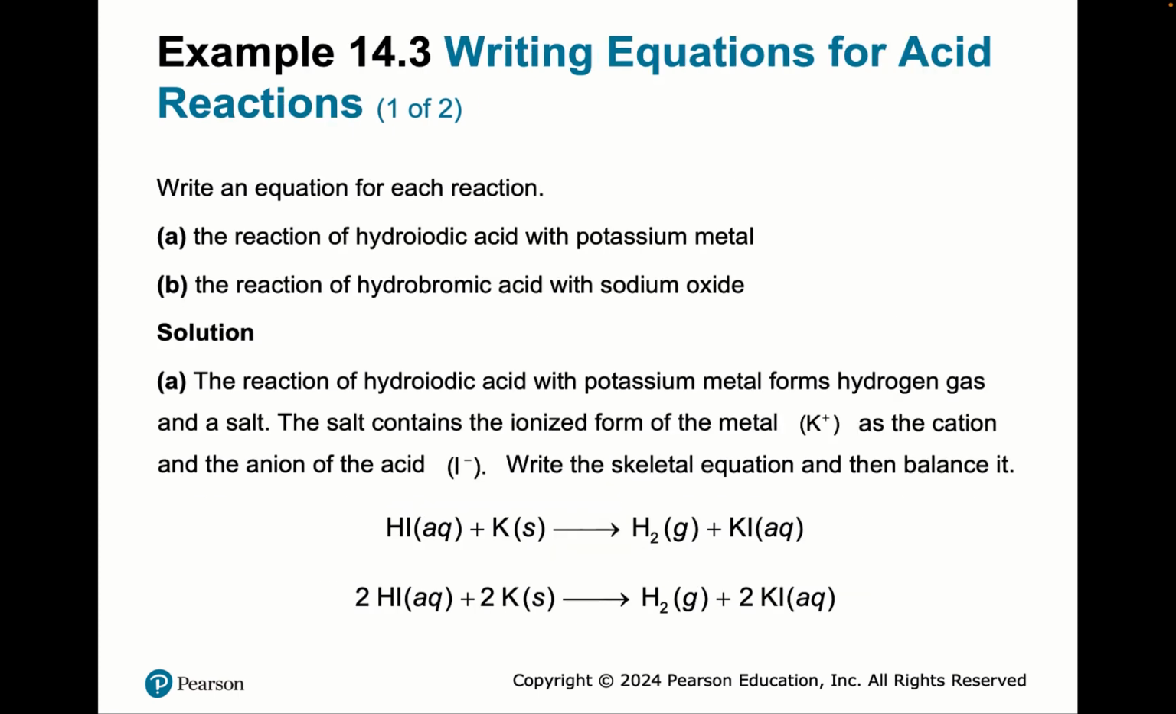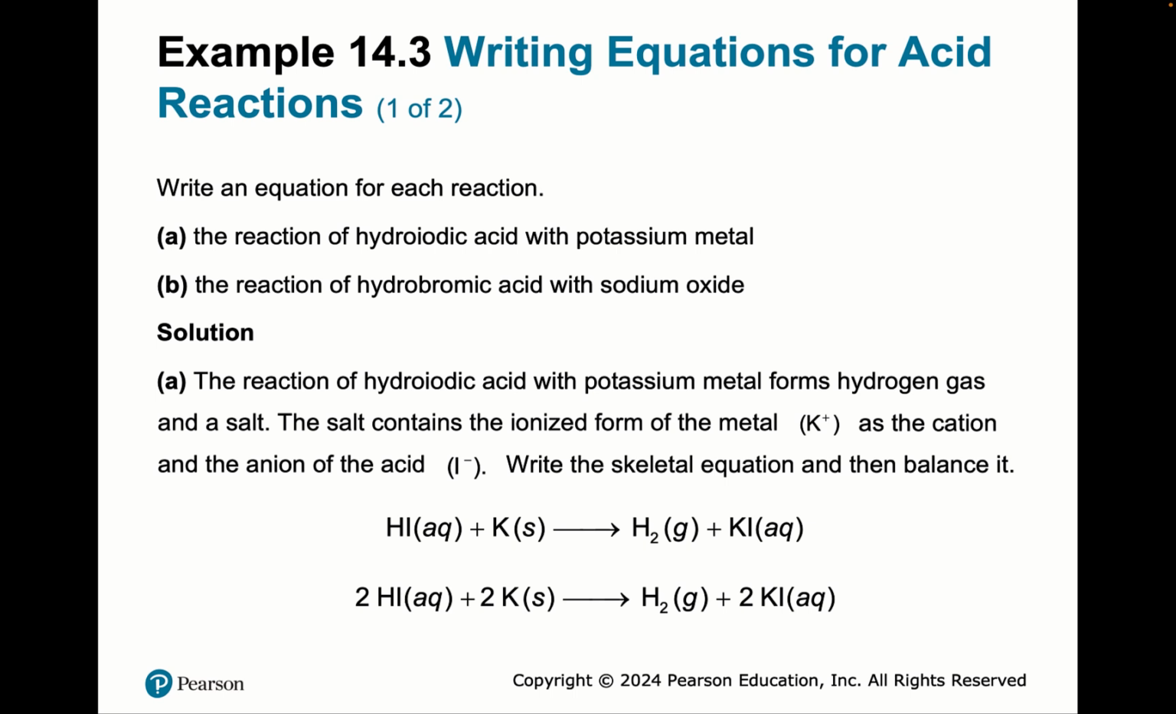So let's do another one: hydroiodic acid with potassium metal and hydrobromic acid with sodium oxide. So start with potassium metal. Sorry, did I say hydrochloric? Hydroiodic. So reactions of acid with metal form hydrogen, assuming the metal is more active than hydrogen.